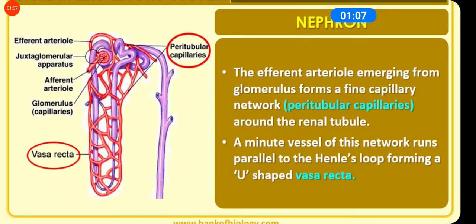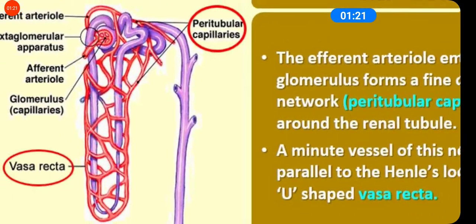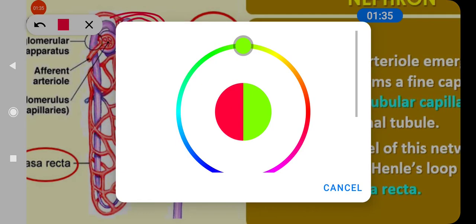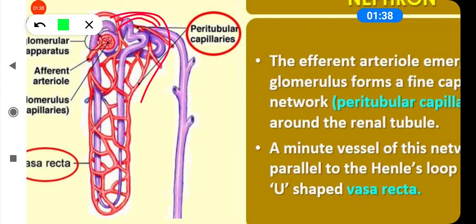Now, the efferent arteriole emerging from the glomerulus forms a fine capillary network which is called the vasa recta. So, it surrounds the complete nephron. You can see over here the red color, the efferent arteriole, that is surrounding, and this is called the vasa recta.